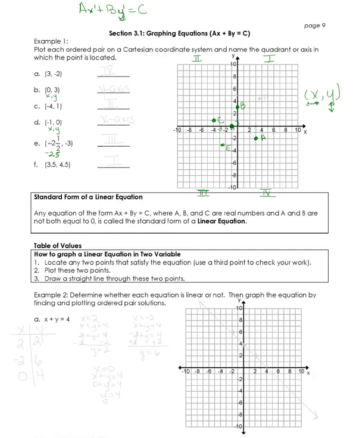And then F, (3.5, 4.5). Where would that point be? Quadrant 1, yes. So here, I'll zoom in again. I know it's kind of busy to see here. Okay, so starting at the origin, we want to move to 3.5 on the x-axis, so that's between 3 and 4. Here's 3. So we're between 3 and 4, and then we're going to go up to 4.5.